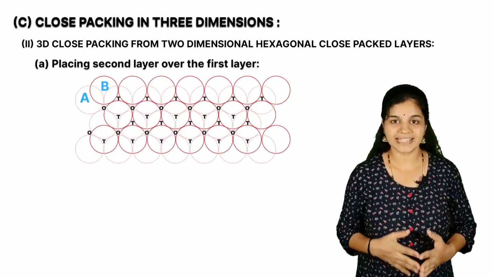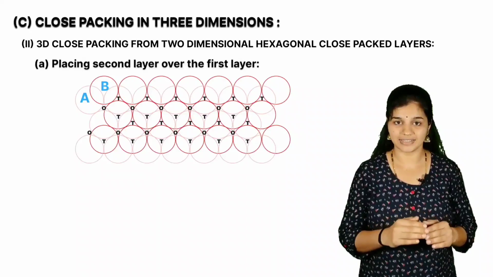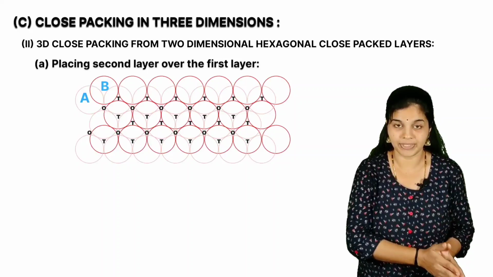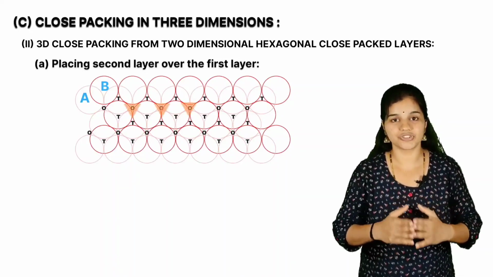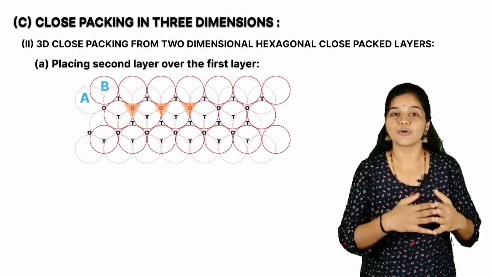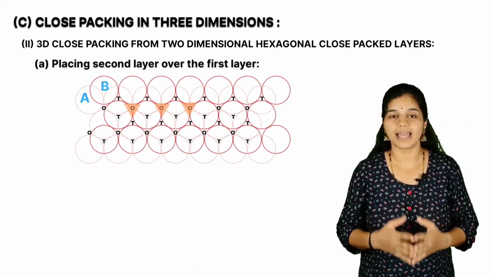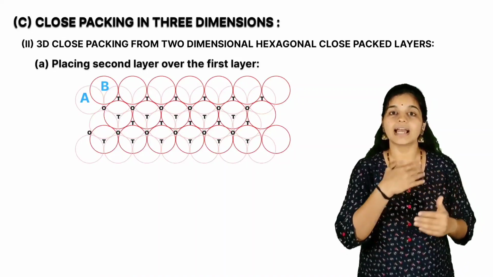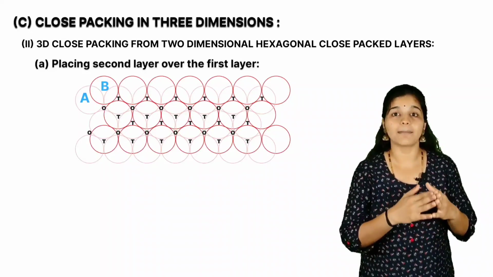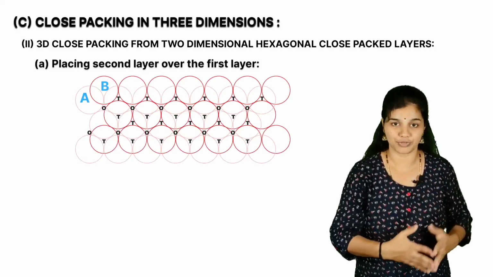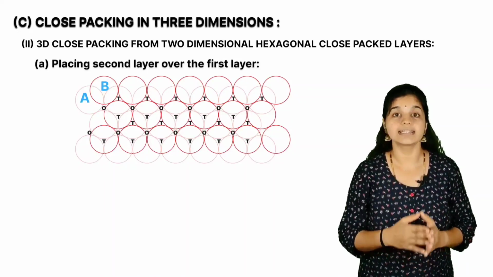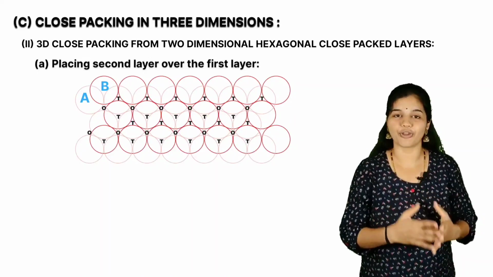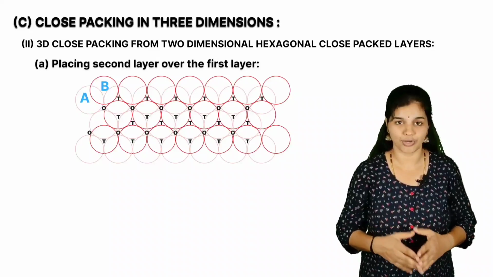At the other places, the triangular voids in the second layer are exactly above the triangular voids in the first layer, and these triangular shapes do not overlap. One of them has the apex of the triangle pointing in the upward direction, whereas the other triangular voids have the apex of the triangle pointing downwards. And these voids are surrounded by 6 spheres. And so, these voids are known as octahedral voids.